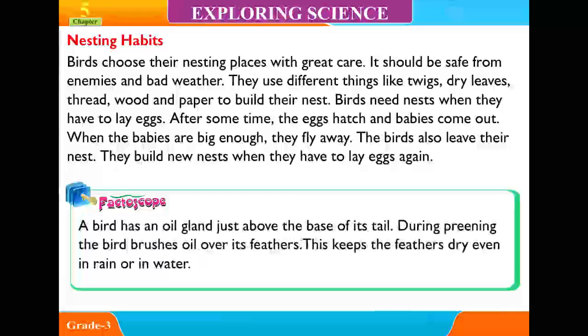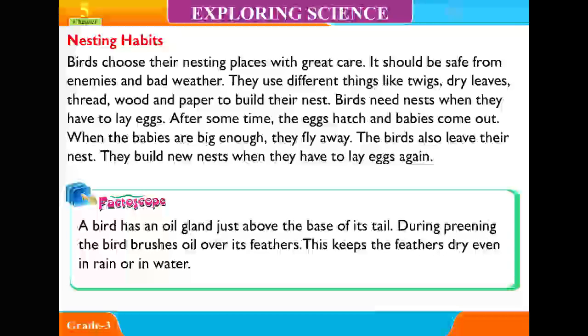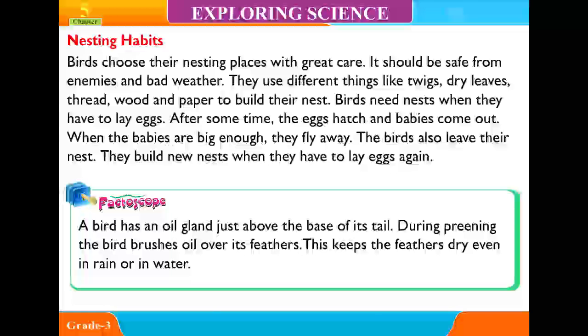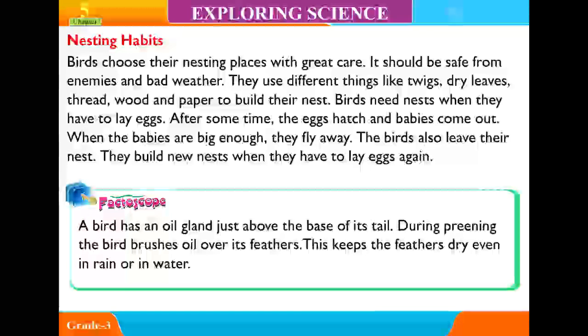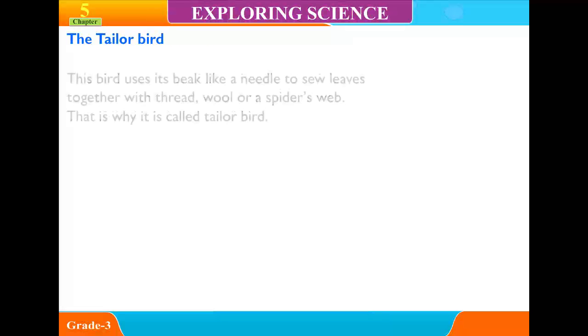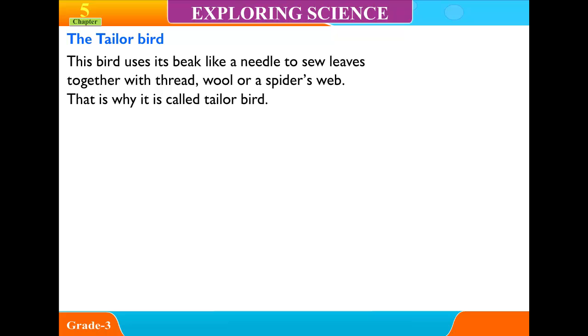A bird has an oil gland just above the base of its tail. During preening, the bird brushes oil over its feathers. This keeps the feathers dry even in the rain or in water. The tailor bird uses its beak like a needle to sew leaves together with thread, wool, or a spider's web. That is why it is called the tailor bird.